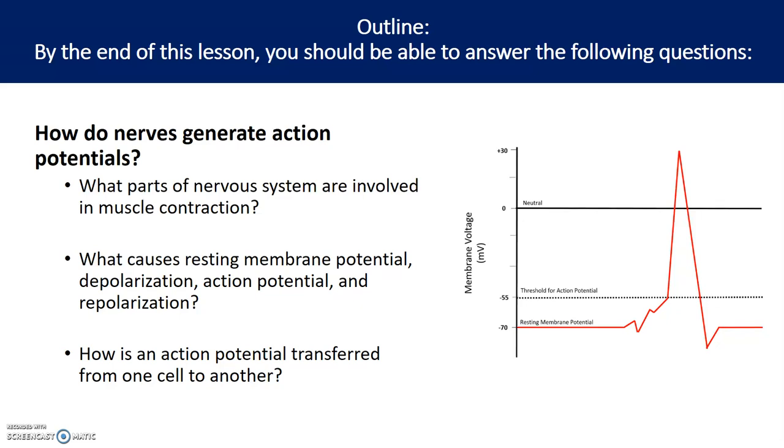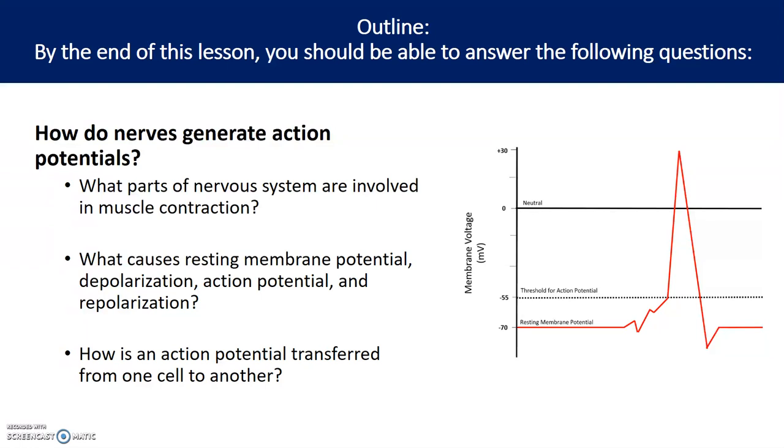How do nerves generate action potentials? What parts of the nervous system are involved in muscle contraction? What causes resting membrane potential, depolarization, action potential, and repolarization? And how is an action potential transferred from one cell to another?